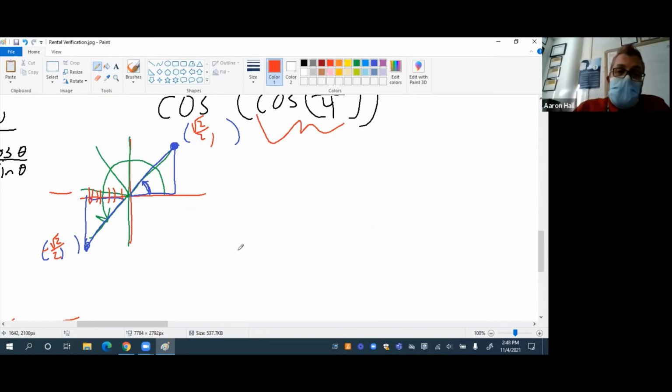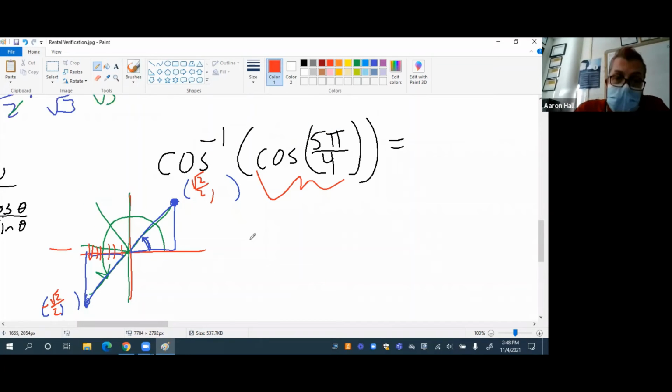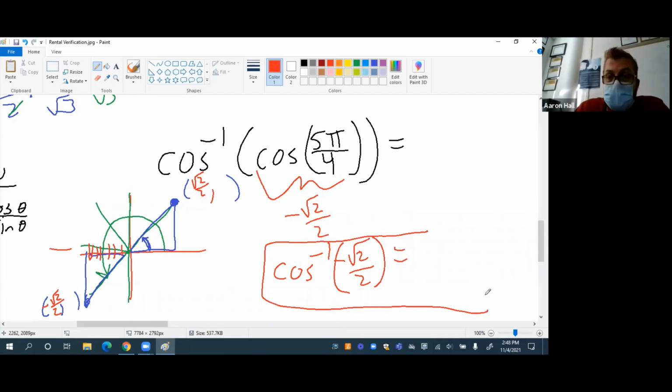So if I'm replacing all this with negative the square root of 2 over 2, what I have then is the inverse of cosine of negative the square root of 2 over 2. That's what I'm trying to figure out now. Correct?